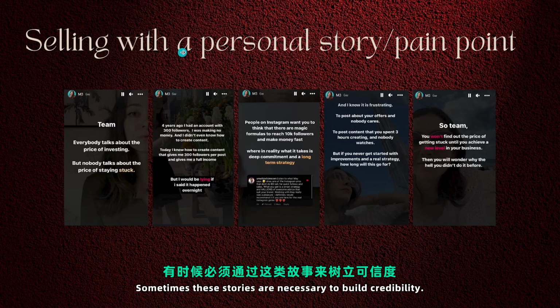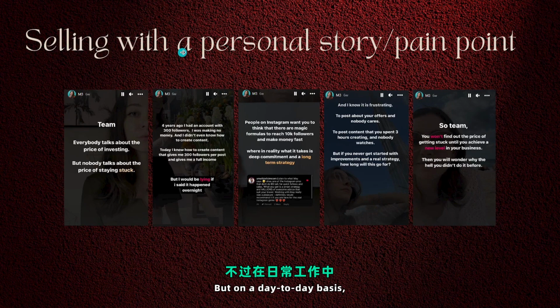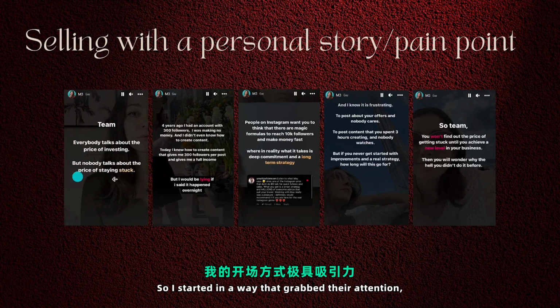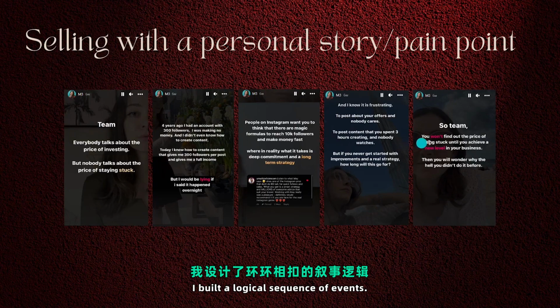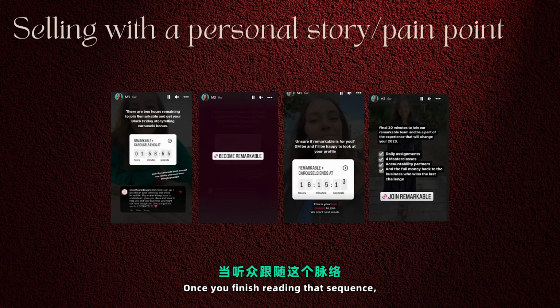Sometimes these stories are necessary to build credibility, but on a day-to-day basis, I would not overdo this type of story. So I started in a way that grabbed their attention, that they could relate to me. I built a logical sequence of events. Once you finish reading that sequence, this is how it ended.